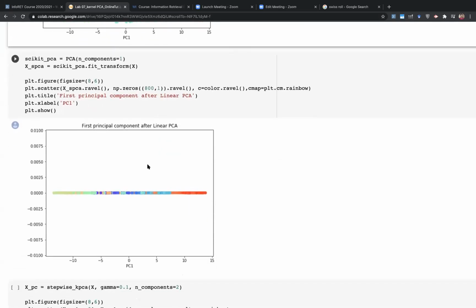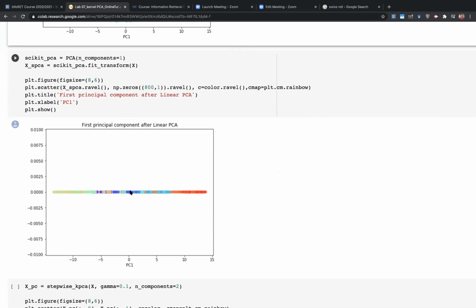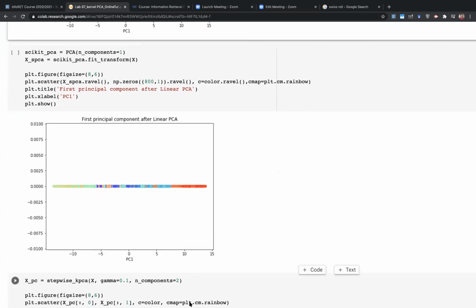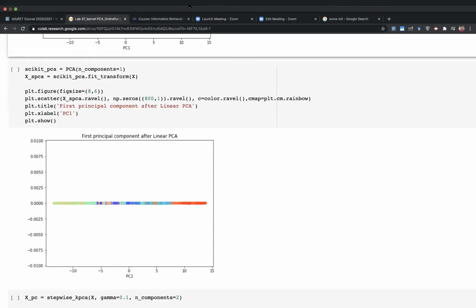If you see the first principal component, everything is overlapped, okay? So we have no clue what's happening underneath. So good luck with this. Okay, maybe the RBF kernel can help us.